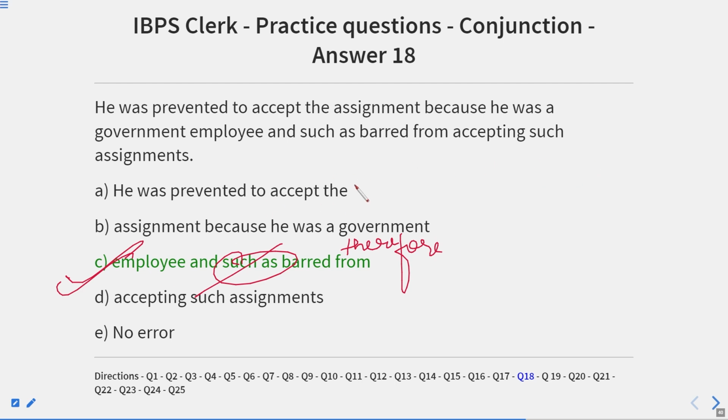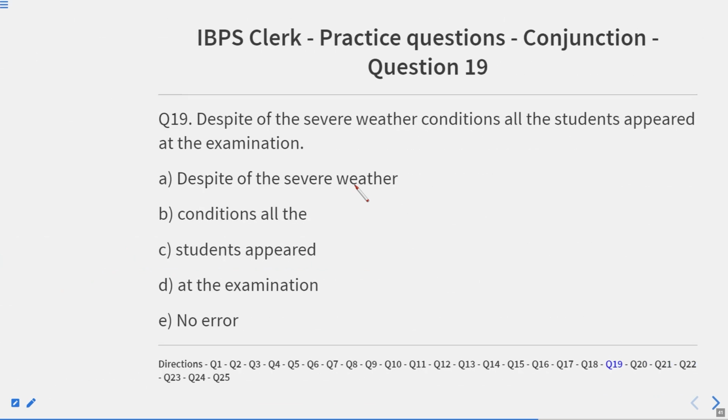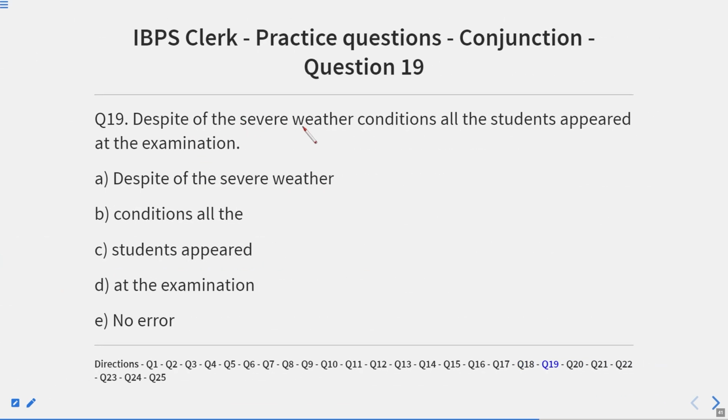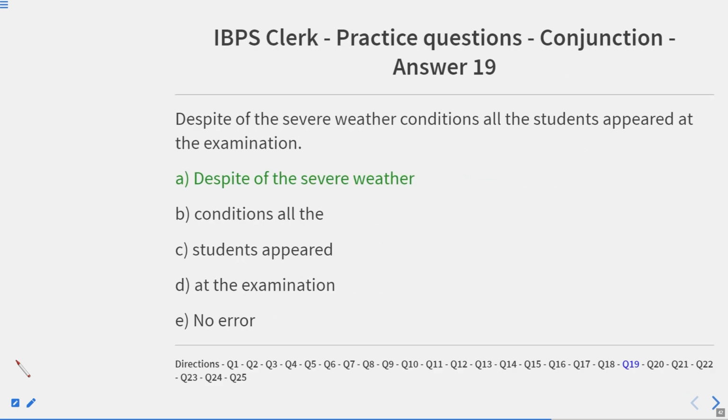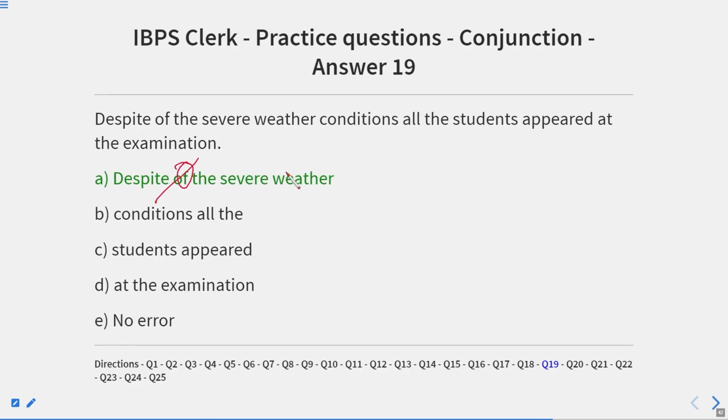So this will be the correct sentence. Now let us move to the next one. Despite of the severe weather conditions, all the students appeared at the examination. So despite cannot be followed by the preposition of, it should be removed from here. So what we have to do, just remove of from here.